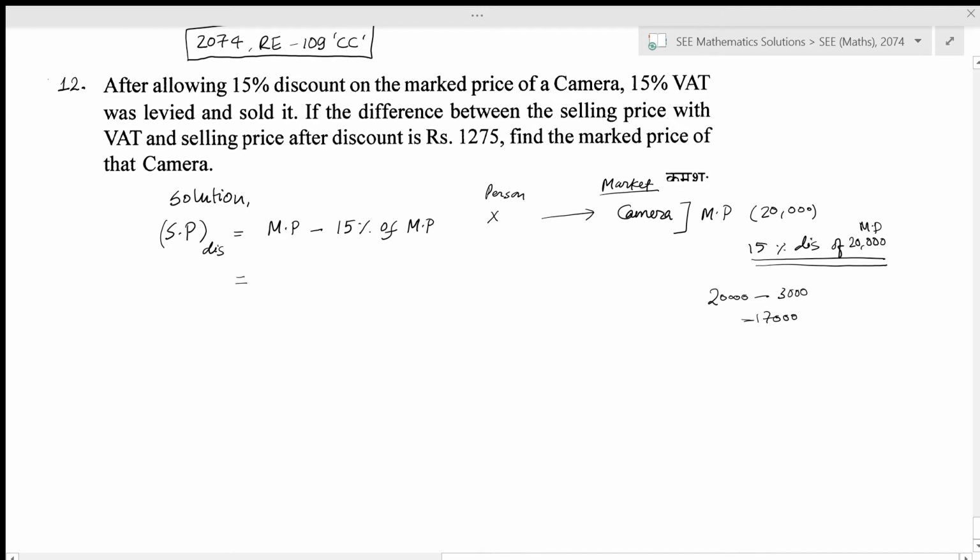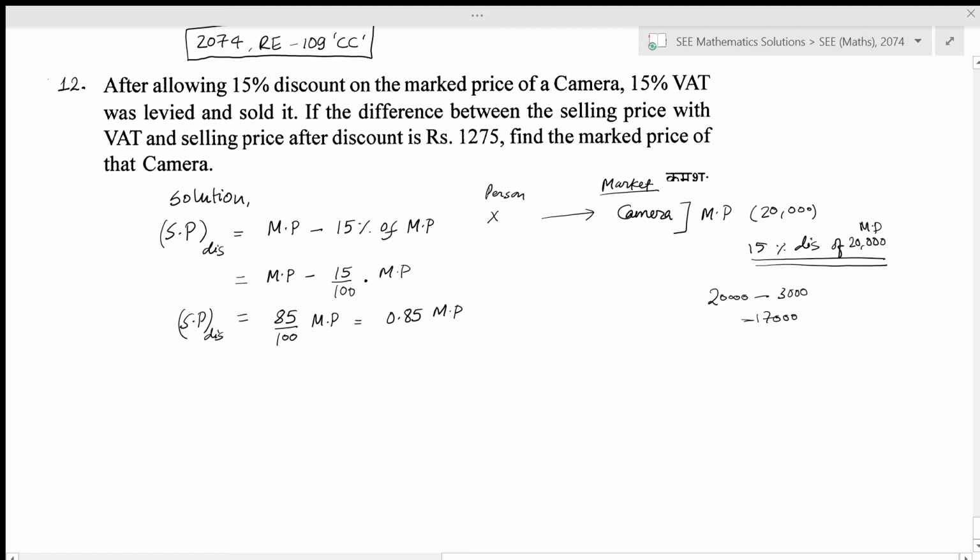If the VAT is not added, marked price minus 15% means 15 by 100, or 0.15, where "of" means a multiplicative sign, times the marked price. If we do the LCM, it will be 85 by 100 of the marked price, or we can also write it as 0.85 MP. So the selling price after giving discount is this.